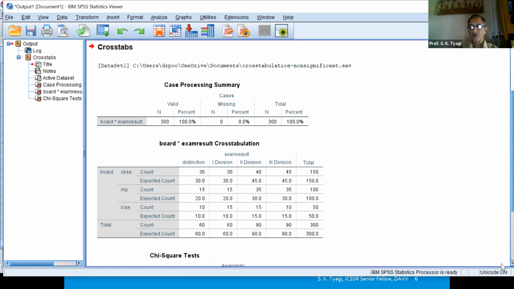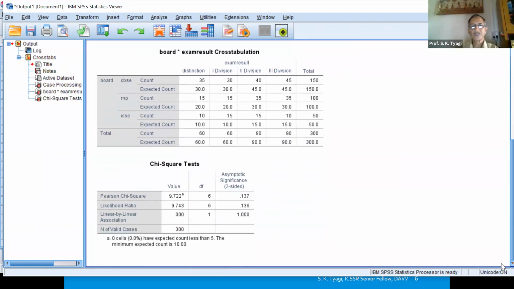Okay, and this is the chi-square value. So the p value is 0.137, which is not less than the alpha level of 0.05. Therefore, it is not significant. And you see, 0 cells have expected count less than 5. There is no cell which is having expected frequency less than 5. Therefore, the assumption holds good.